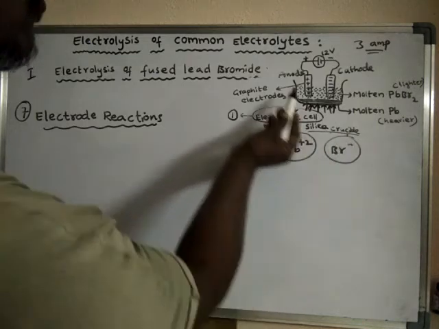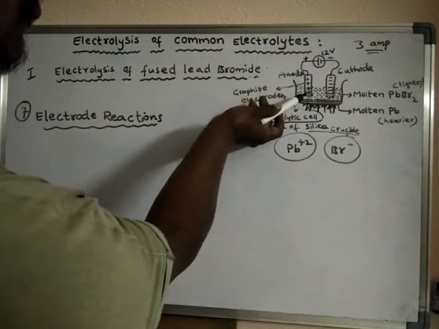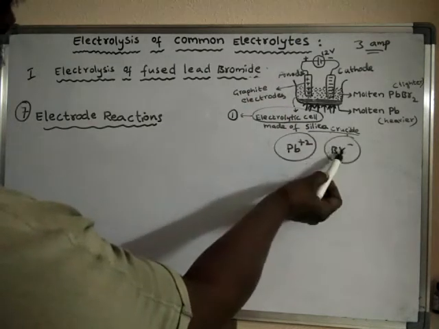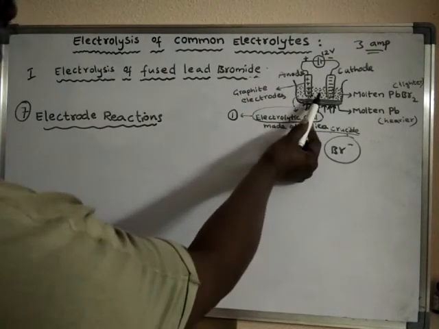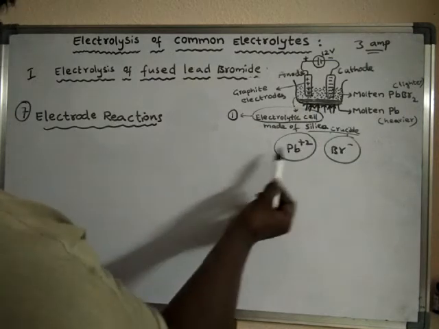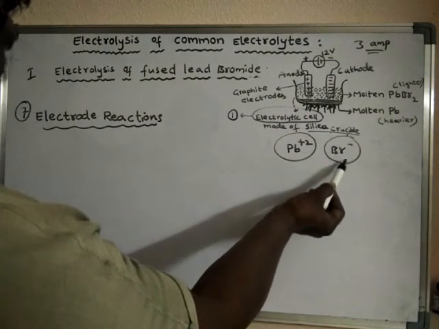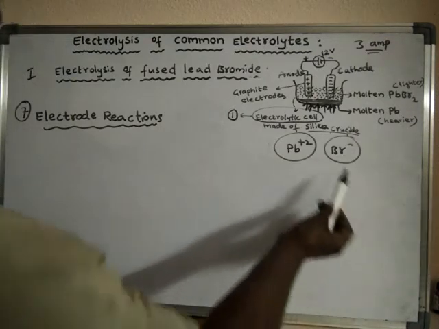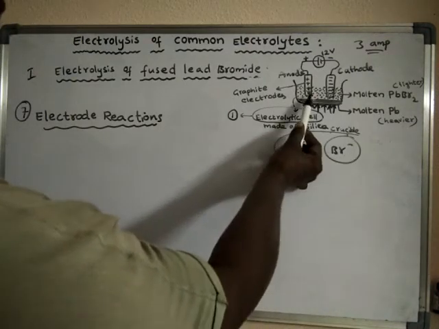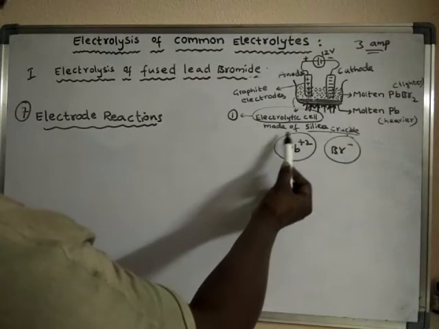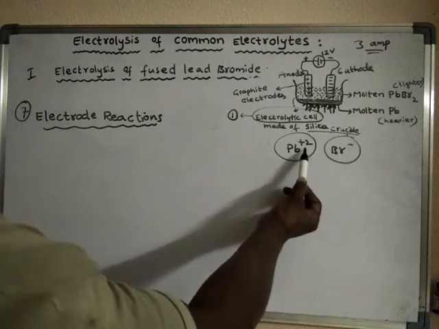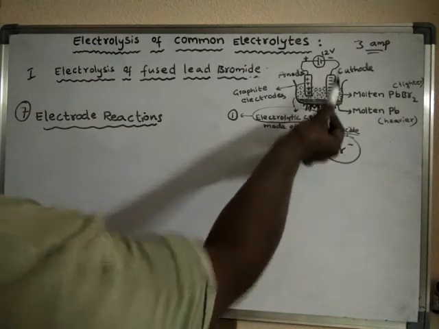So anion will always move towards the positive electrode. What is the positive electrode? Anode. Anion will move towards the positive electrode because of its negative charge. Hence anions always migrate, migrate means move, towards the anode, and cations always migrate towards the cathode, because cation is positive charged and cathode is a negative charged electrode.